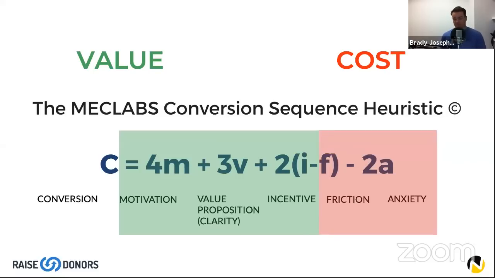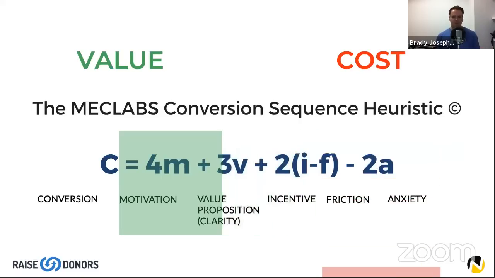And then there's cost, right? Anxiety: do I trust you? And friction: what the heck do I have to do to complete my donation? And so we can go through each of these areas and look at how we identify and increase value and decrease cost. So that's the framework we're going to use.